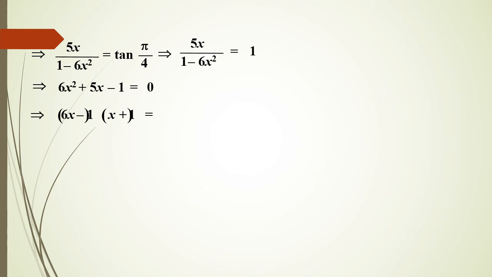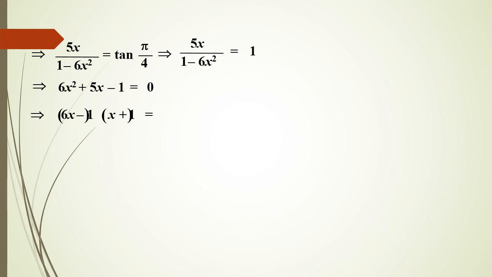See, for the factorization, I'll tell you: the product is minus 6. Keep minus 6 in your mind, then split the 5x. 6x minus 1x will be 5x, and 6 into minus 1 is minus 6. So these are the two factors.